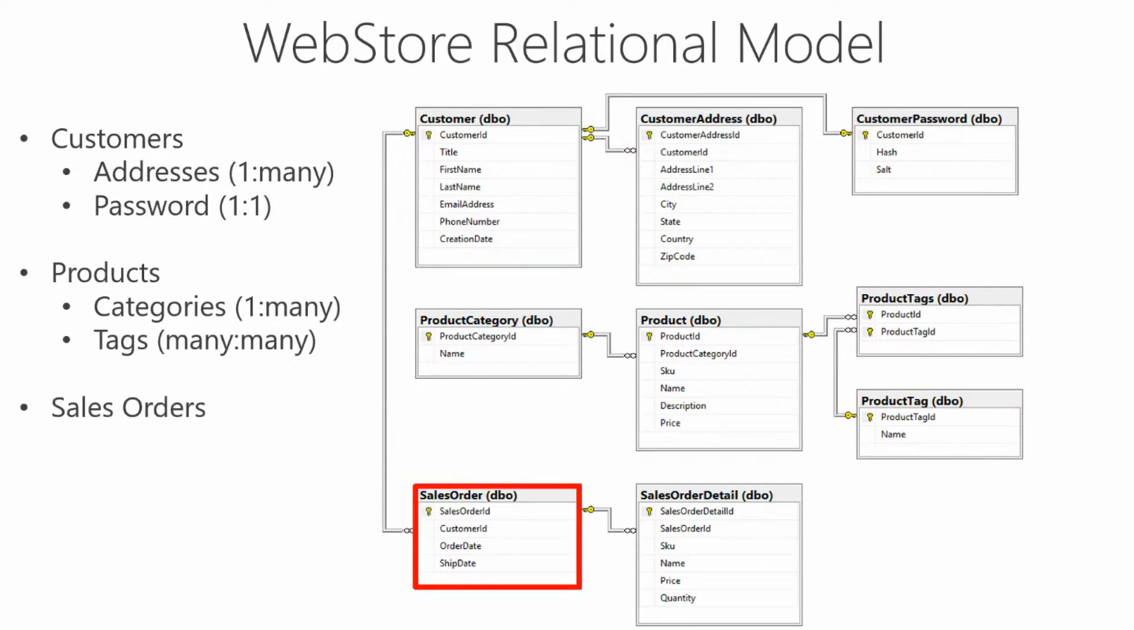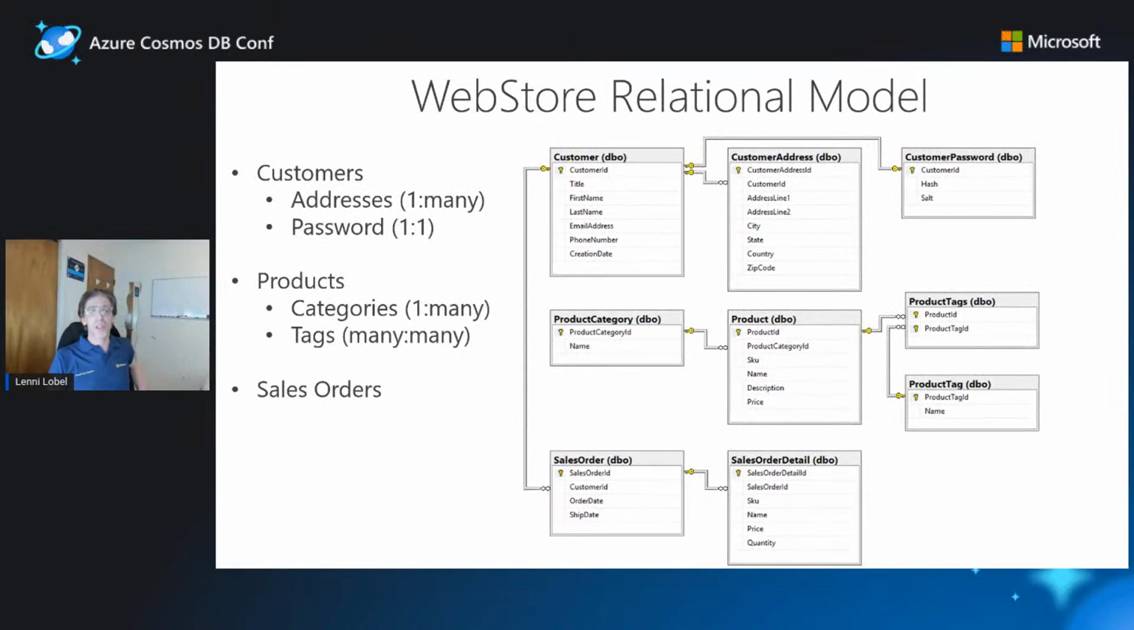And we've got sales orders, right? Which are children to customers. So a customer will have a set of sales orders. Each sales order will have a set of sales order details. And it's a small data model, but it is fairly representative of the most common data modeling patterns that you'll find in a relational database.